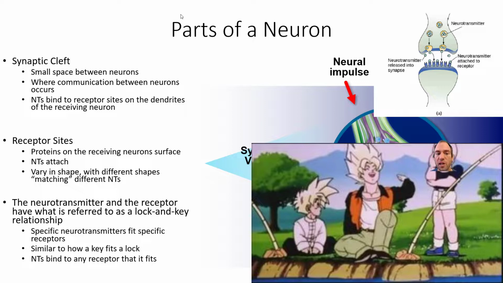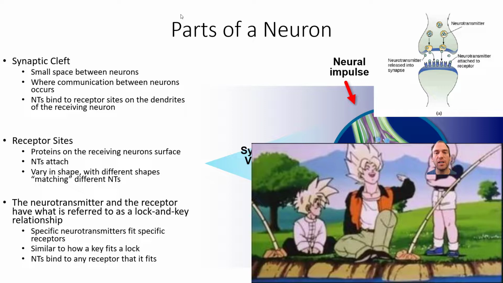Now, what are receptor sites? Proteins on the receiving neuron surface, where the neurotransmitters attach. They vary in shape, with different shapes matching different neurotransmitters. Really, the only thing you need to know about receptor sites is that they allow neurons to communicate with each other. So the bottom of that figure is the dendrite of a receiving neuron. Again, one neuron sending out a chemical message in the form of neurotransmitters into that little space, known as the synaptic cleft, where the neurotransmitters get dumped off, and then the neurotransmitters attach to the other neuron's receptor site located in the dendrites.